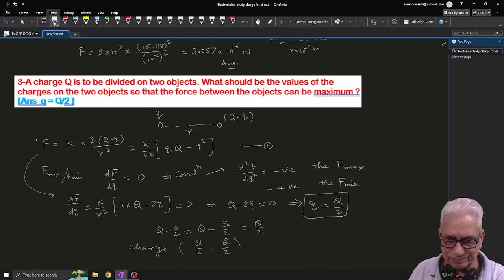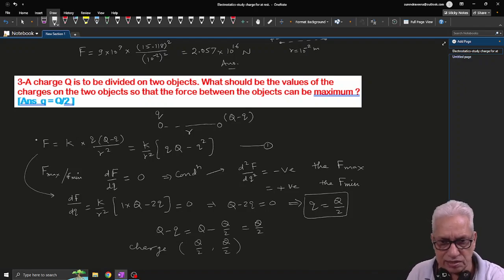It means if we distribute in such a way that both the charges are equal, in that case we are getting the maximum force between them. So this is the answer here. We can prove it also by second derivative test. Here there is no need, because the question itself is asking the maximum force between them, but we can easily prove. For this condition, second derivative comes negative. So this is the force maximum. Okay.